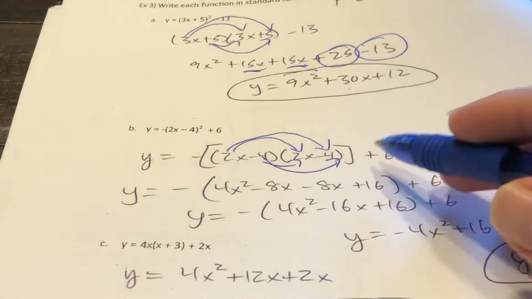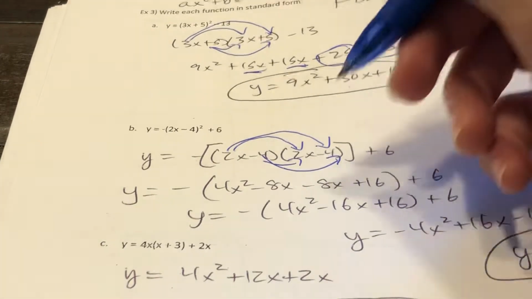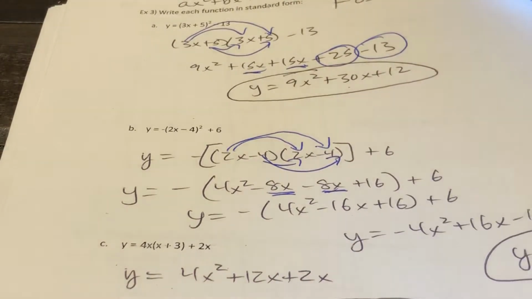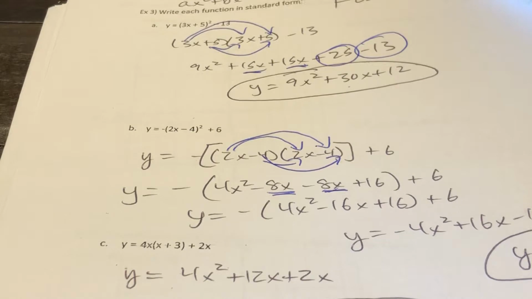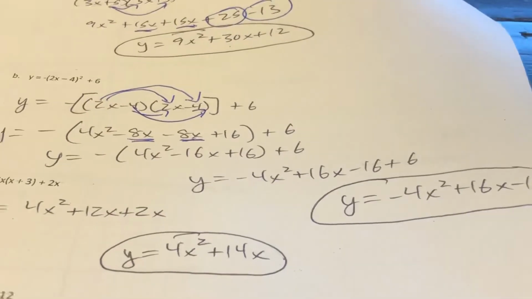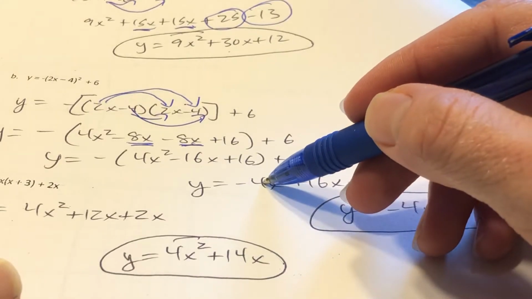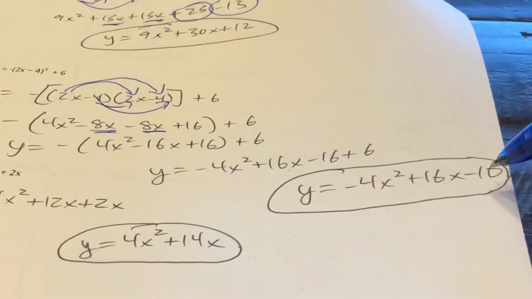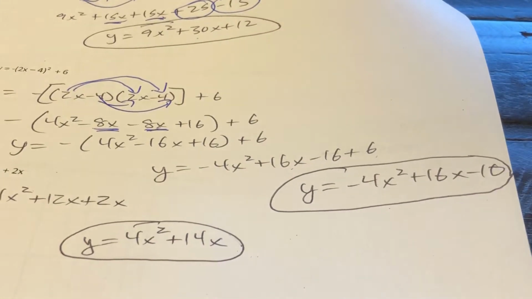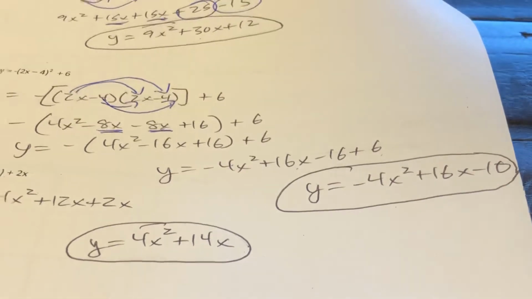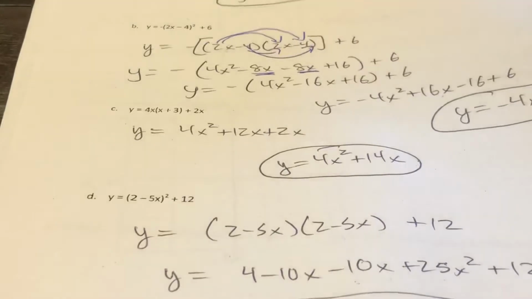All right, then I got the plus 6 on the outside. Don't forget about that. I'm going to combine like terms, and that's going to give me a negative 16x. Now, everything inside that parentheses is going to be multiplied by a negative 1. That makes it a negative 4x squared, a positive 16x, and a negative 16. Now, negative 16 plus 6 is a negative 10. That's how that simplifies. I'm just doing some distribution, multiplication, a lot of FOIL. First, outer, inner, last. There will be a lot of FOIL in Chapter 4 and 5.